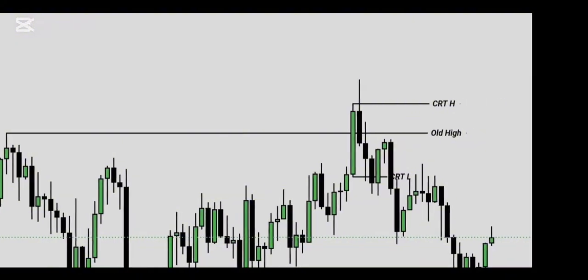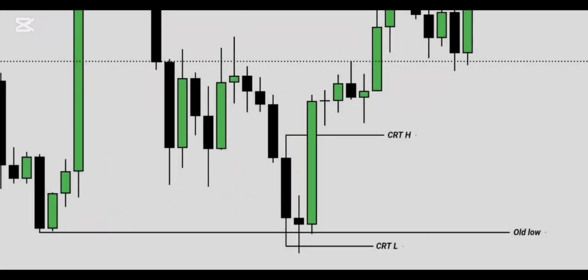Let's move on. As you can see here also, this is an old low that the market stabbed into. Then the candle that stabbed into the old low is the candle we use as our candle range. Then the second candle purged the CRT low and also purged the key level before price retraced back up.